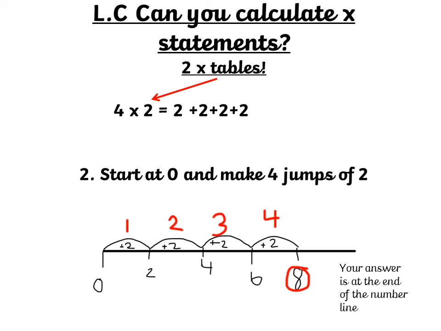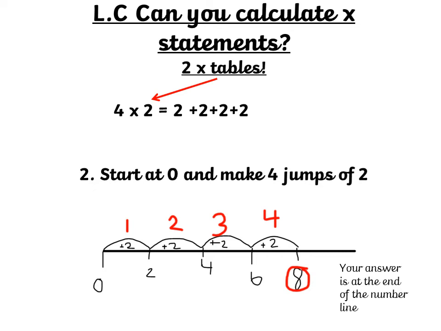We're making 4 jumps. So we're going to put a 0 at the beginning and we're going to draw 4 jumps of 2, and in the jumps, you're going to write what number you are adding each time. So we're adding 2s. On the number line underneath each jump, you're going to write what happens when we add 2 each time. So we're going to go up in 2s. So 0, 2, 4, 6, 8.